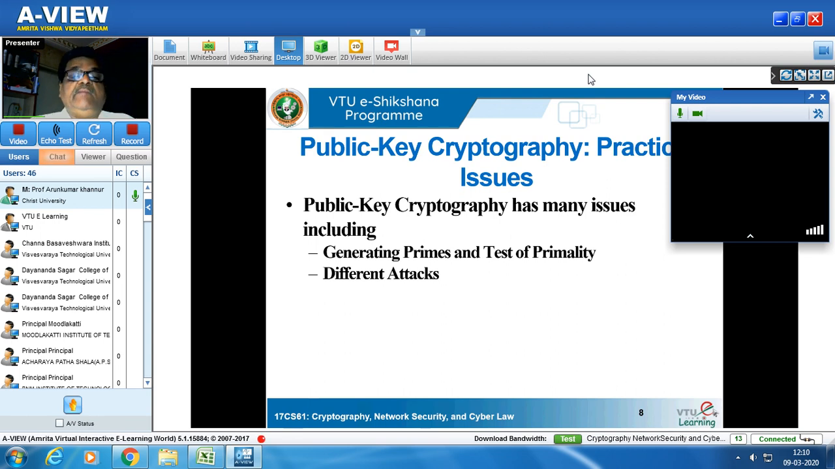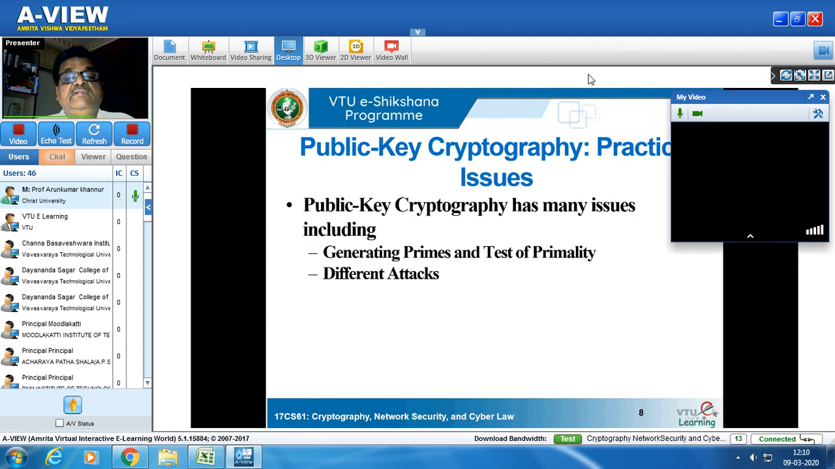When we are trying to implement all such things like ensuring confidentiality of the message, authentication, protocol authentication, all such things to provide security to the message that is getting exchanged between sender and receiver by making use of encryption and decryption, which is involving private key and public key, we face a lot of practical issues. First issue is generating primes and test primality.